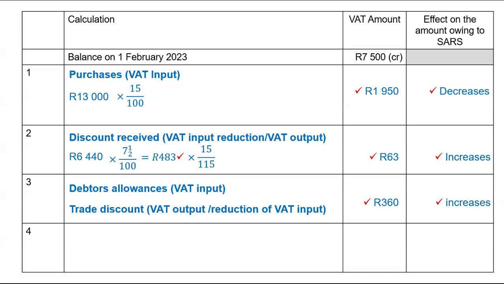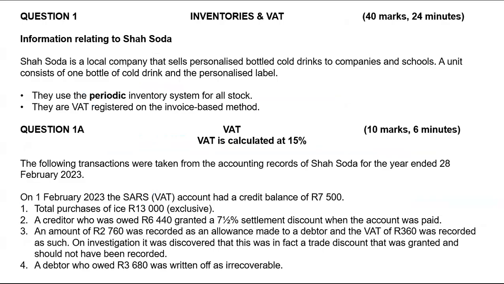All right. Moving right along. Let's go to the last one. It says that a debtor who owed 3,680 was written off as irrecoverable. Bad debts is an expense. Expense will result in VAT input. Okay, this is for those that just wanted to pass. But I'm sure there are those that want to know why.